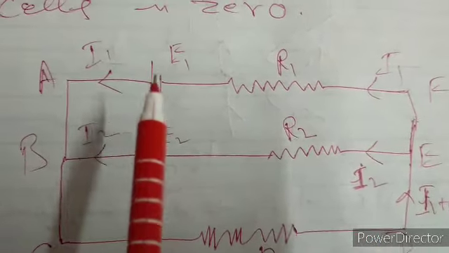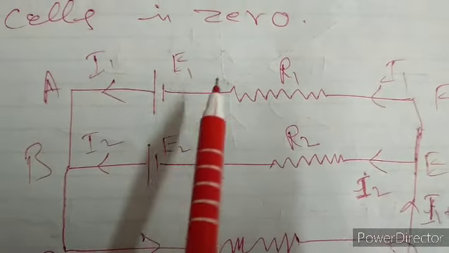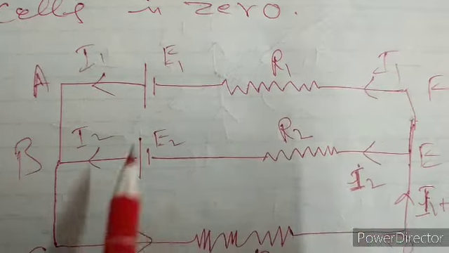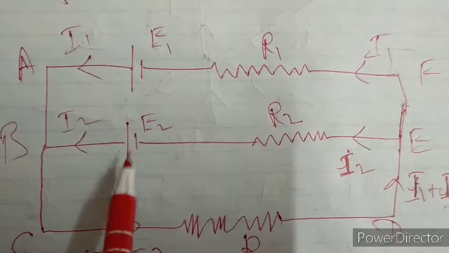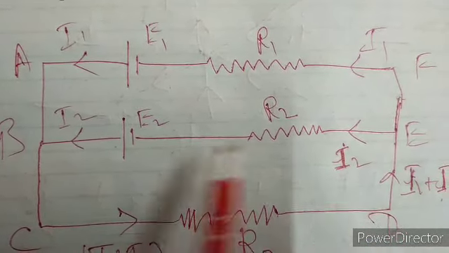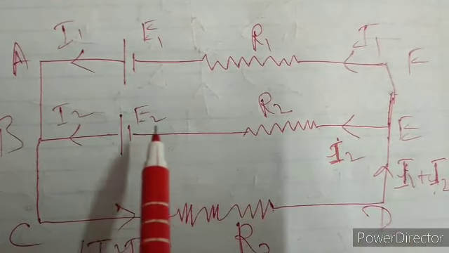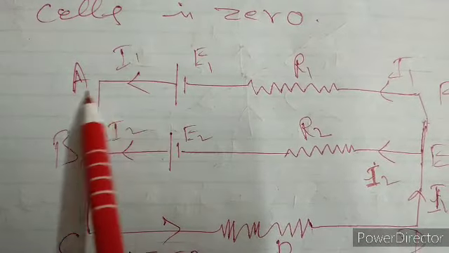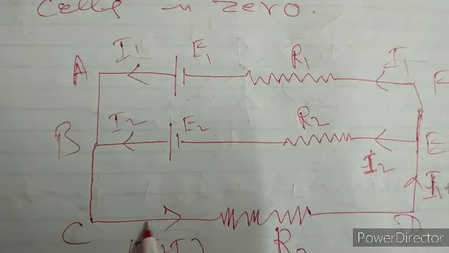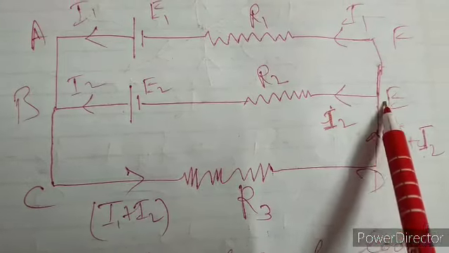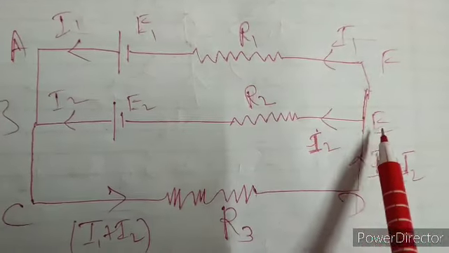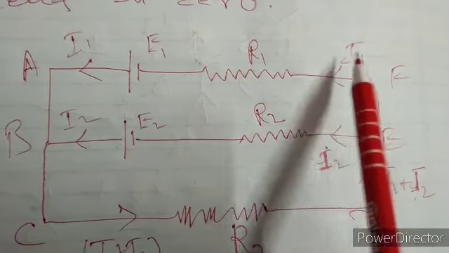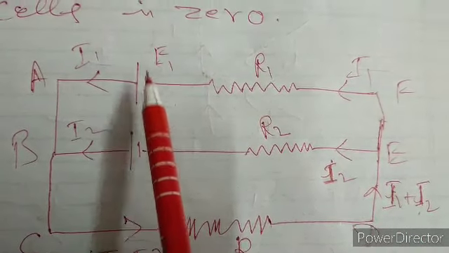home E1. Means whatever current starts from E1 will reach the negative terminal of battery E1, and what starts from E2, I2, will go to the negative terminal of E2. I1 plus I2 are moving, and then here they will split again, and I2 will go this way up to the negative terminal of E2, and I1 this way up to the negative terminal of E1.